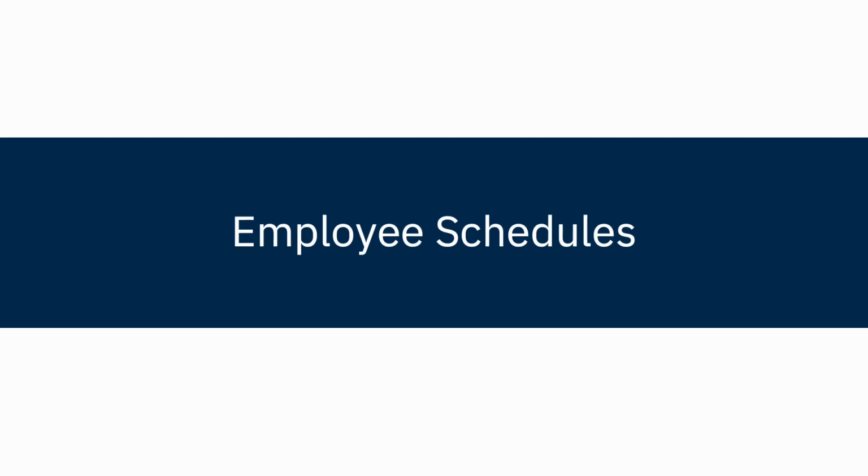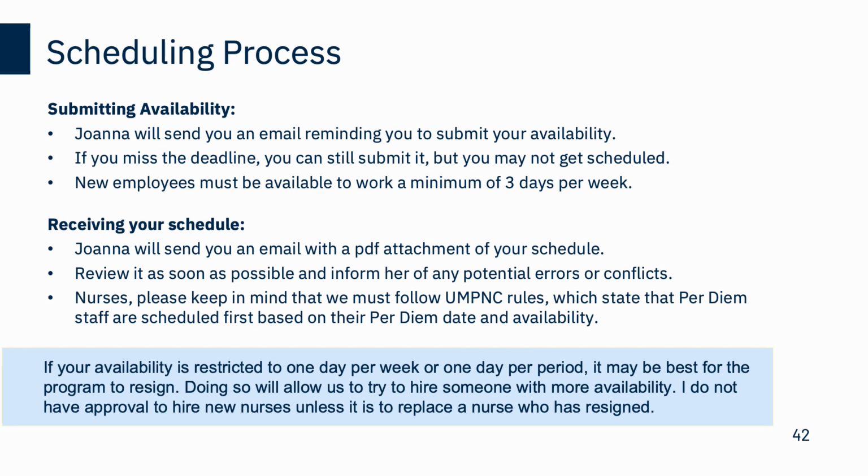Employee schedules. Scheduling process. Submitting availability. Joanna will send you an email reminding you to submit your availability. If you miss the deadline, you can still submit it, but you may not get scheduled. New employees must be available to work a minimum of 3 days per week.